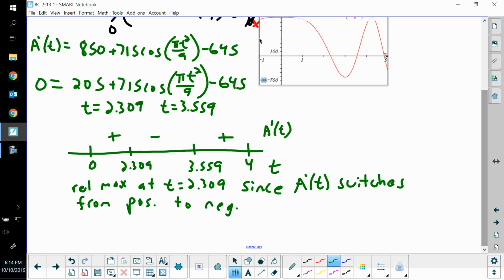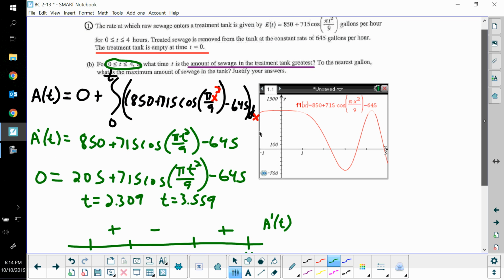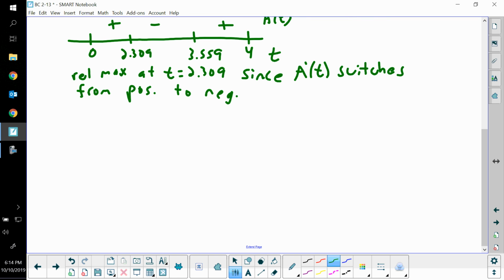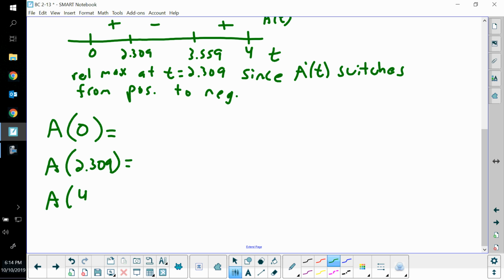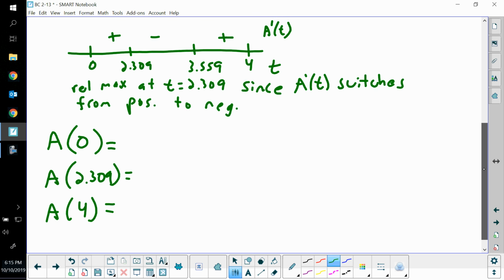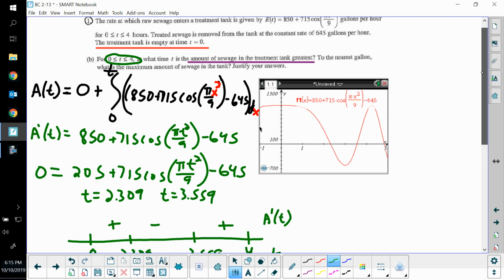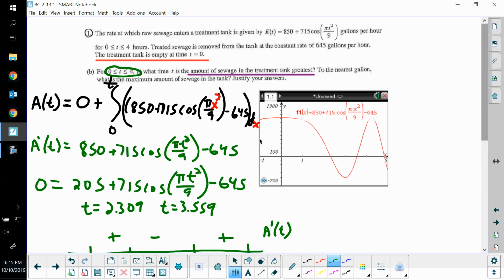Well, you might have noticed our interval that we had at the beginning was a closed interval. When you have a closed interval, you've got to check the endpoints and any relative extrema. So we're checking in our accumulated amount. So we've got to check A of 0. We've got to check A of 2.309. And we also have to check A of 4. Now, it is enough for notation to just have those written, but keep in mind what we're filling that into. You are now on a calculator page, going to type that in.